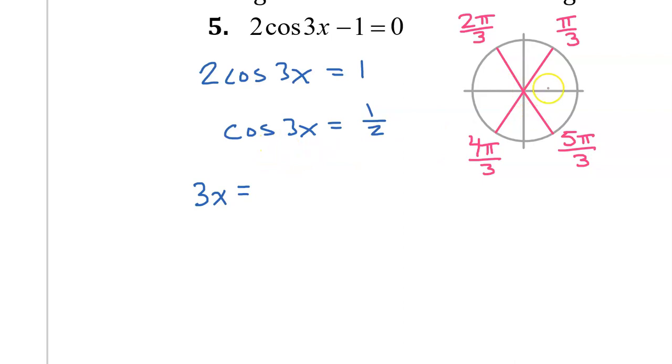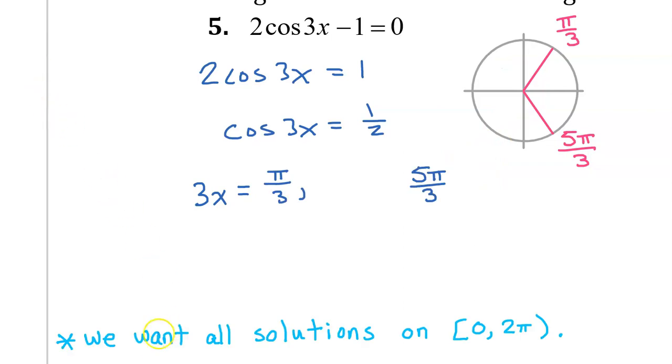Cosine is the x value on the unit circle, so it is positive on the right and negative on the left. In this case, we want cosine of 3x to equal positive 1/2. So we can forget about these two angles. We are only looking for solutions on the interval between 0 and 2 pi.